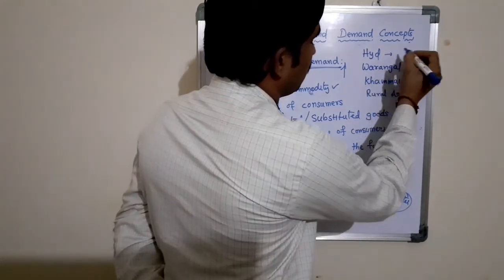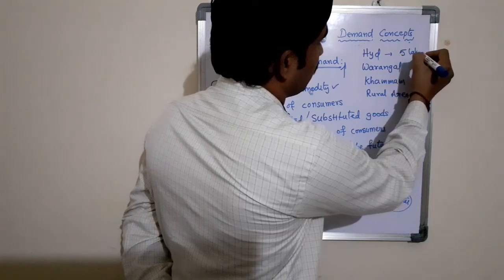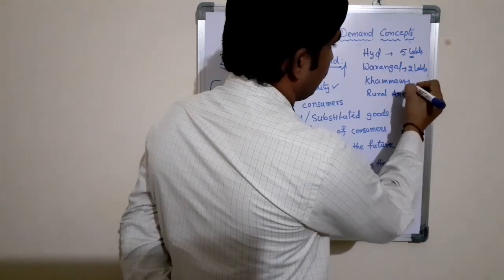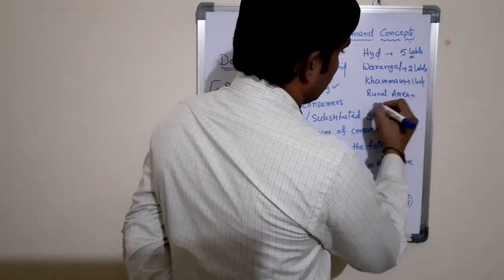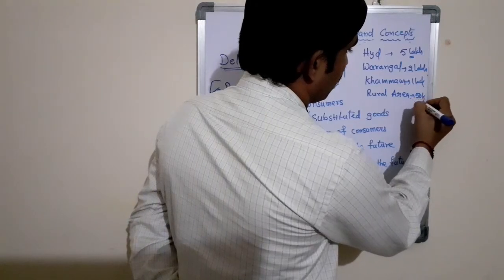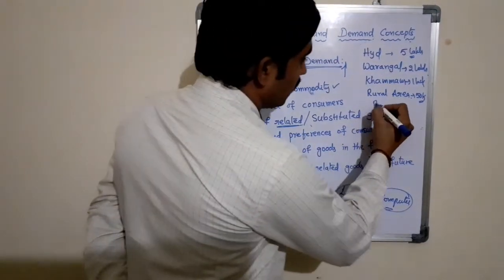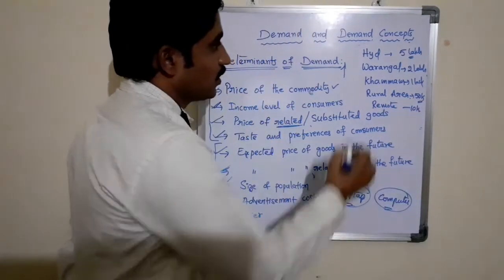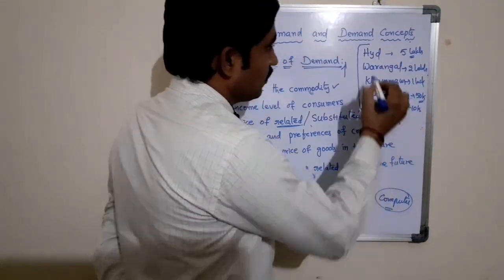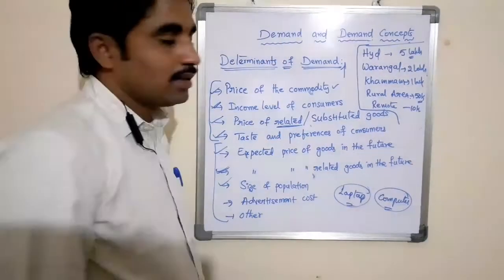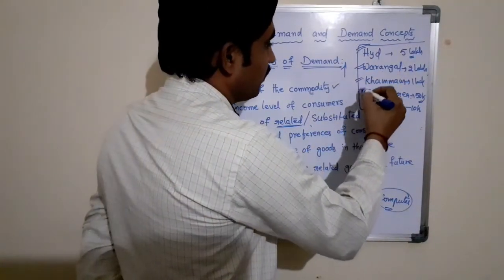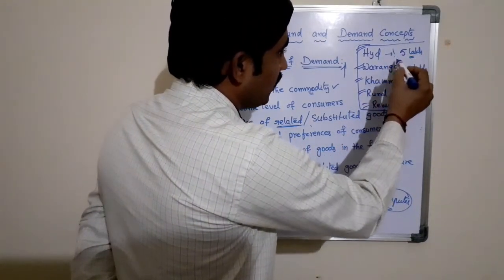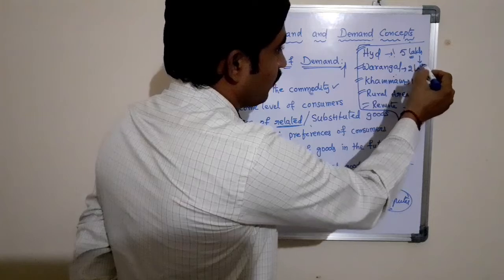So in Hyderabad city, let us take an example, 5 lakh people are living. In Warangal, 2 lakh people are living. In Khammam, 1 lakh people are living. Here in rural areas, let us take only 50,000 people. In remote areas, only 10,000 people are living. So these are all different segments of markets: Hyderabad, Warangal, Khammam, rural areas and remote areas. There is a difference between one area and another in terms of population.